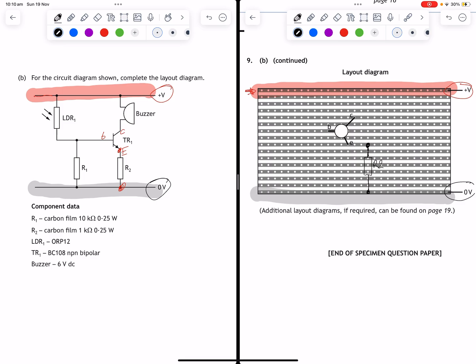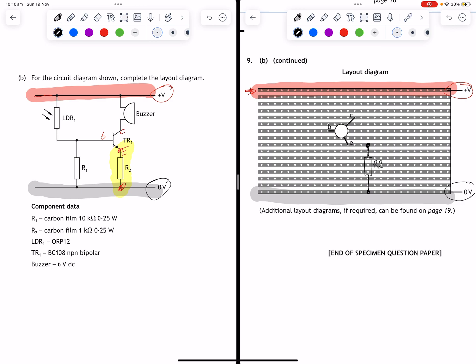You don't need to put in 1 kilo ohm, 0.25 watt. You just put in R2. All right, so let's take the highlighter, and I'm going to highlight that one as complete. Okay, in the exam, what you could do is you could score out on the actual diagram. Okay, that part done, this part done, this part done.